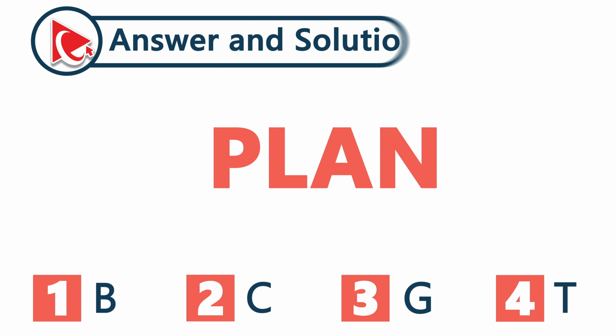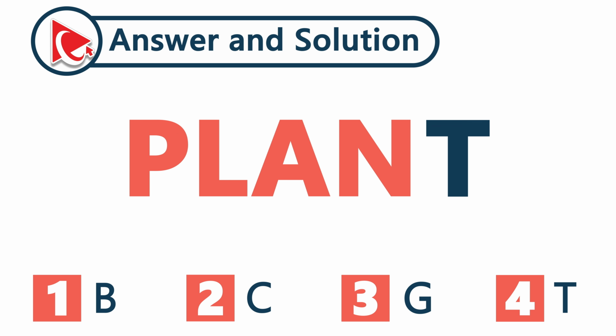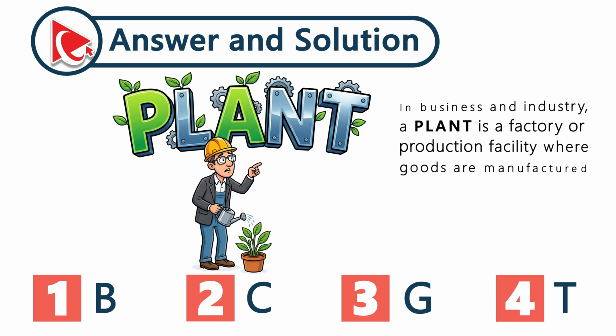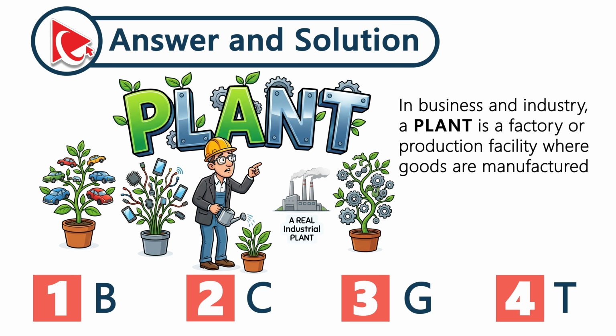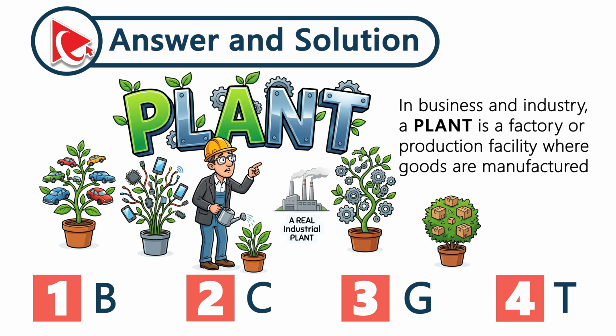I hope you figured it out. Adding the letter T to "plan" creates "plant." In business and industry, a plant is a factory or production facility where goods are being manufactured. That's why the correct answer here is choice 4, T.